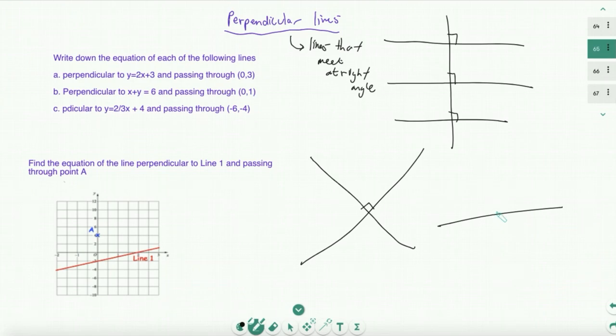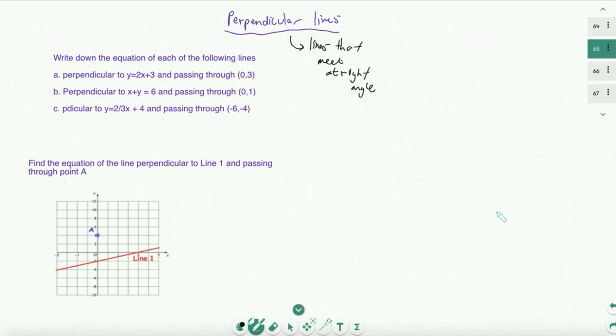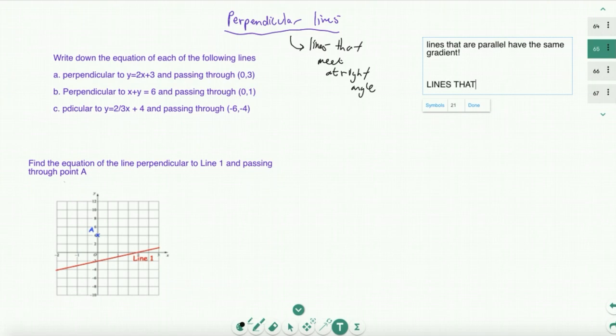Similar to parallel lines, where the rule is that lines that are parallel have the same gradient, there's a rule for perpendicular lines, and it's really important you memorize it. Lines that are perpendicular have negative inverse gradients. Okay?